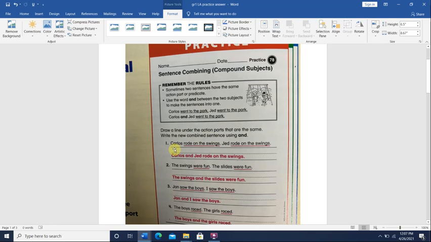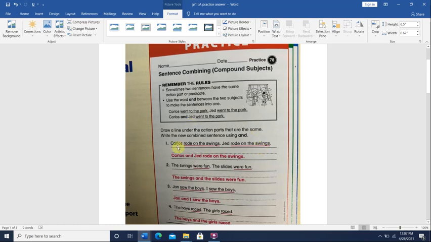Number 1, Carlos rode on the swings. Jed rode on the swings. So here we have two sentences that have the same predicate or action part. What are the same parts? Rode on the swings. So we will underline this part, and here also rode on the swings. We will underline this. Okay, how can we join them?